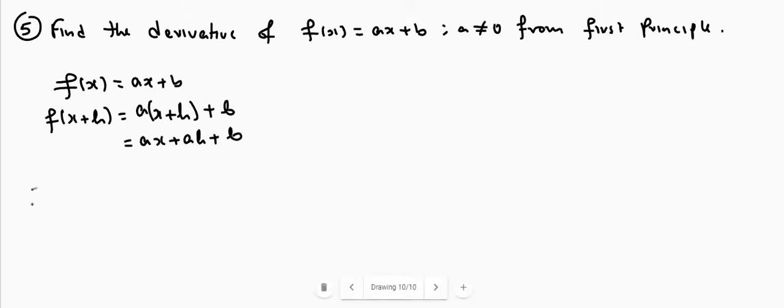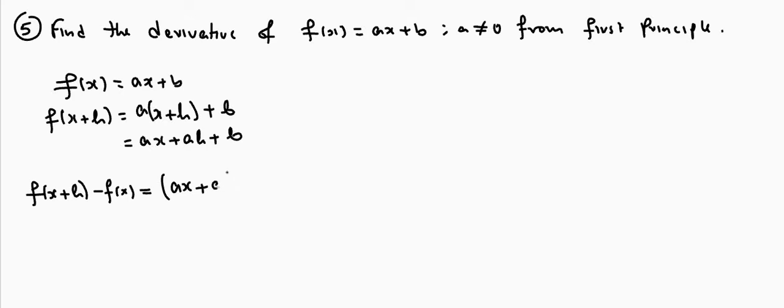Next step, f of x plus h minus f of x is equal to ax plus ah plus b minus f of x, which is ax plus b. ax minus ax cancels, b minus b cancels, we get ah. Then the derivative formula.